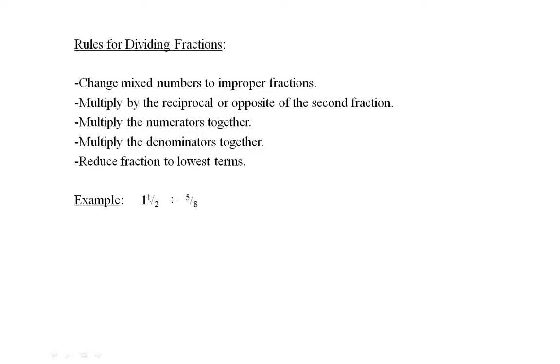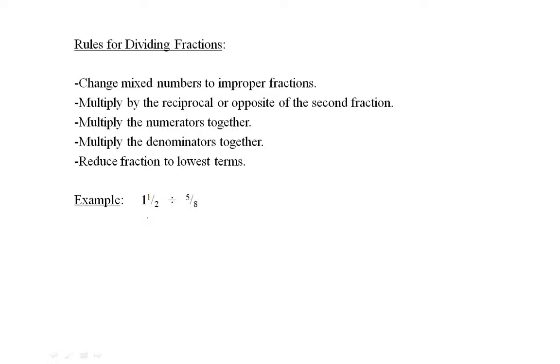Rules for dividing fractions. The steps to follow are as follows. Change mixed numbers to improper fractions. Multiply by the reciprocal or opposite of the second fraction. Multiply the numerators together. Multiply the denominators together. Reduce fraction to lowest terms. So let's look at an example. 1 1/2 divided by 5 over 8.